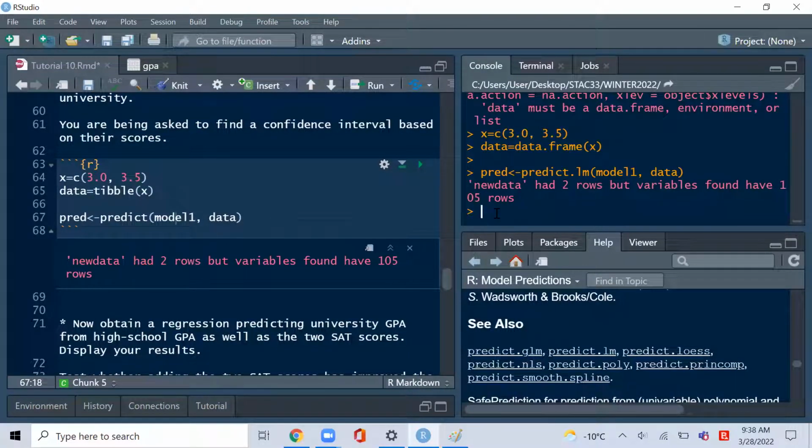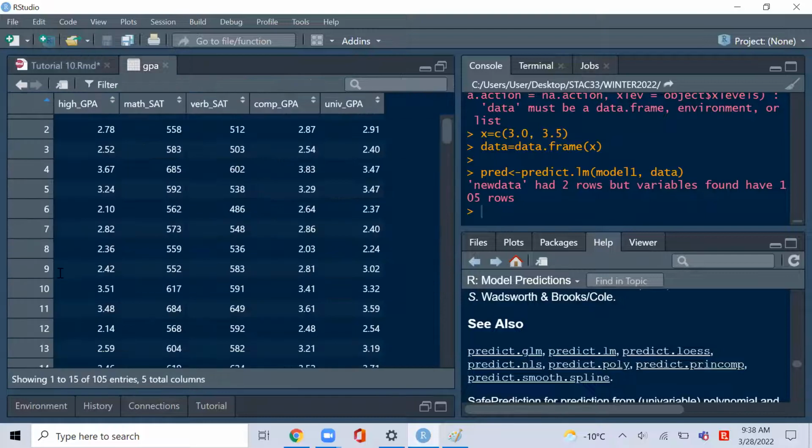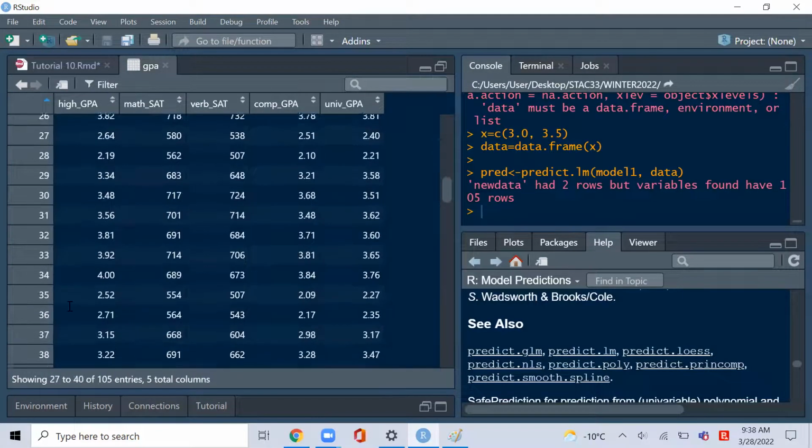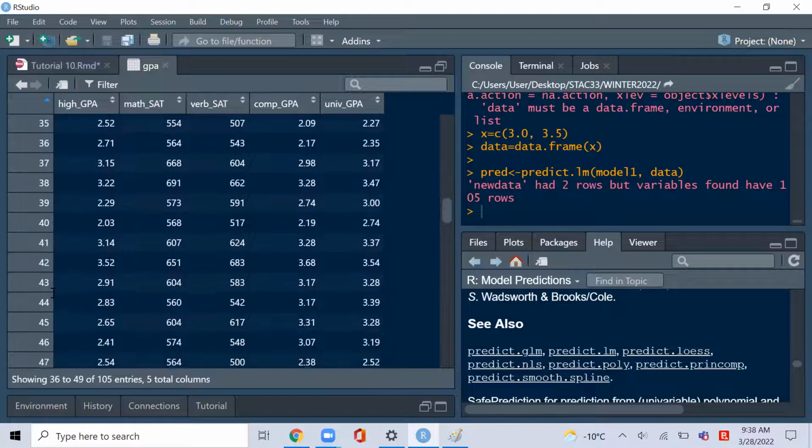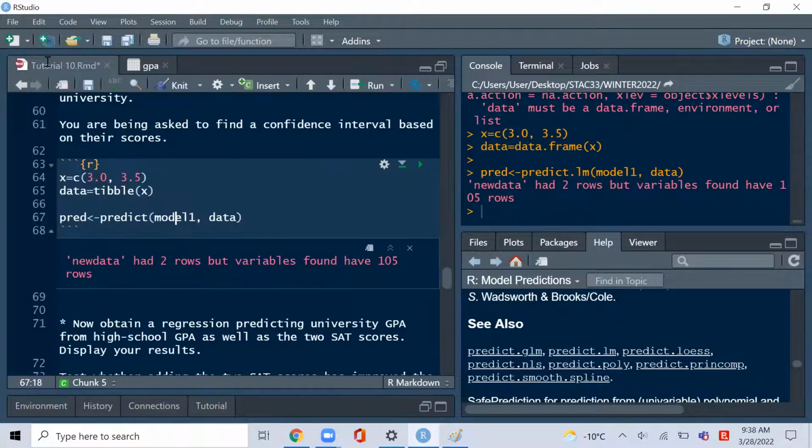I wonder if anyone actually scored a GPA of 3.0. I don't think they did. I'll figure this out later on, so I will come back to this.